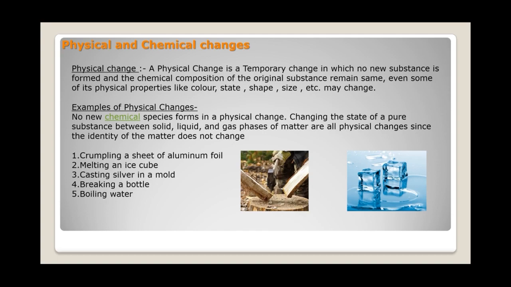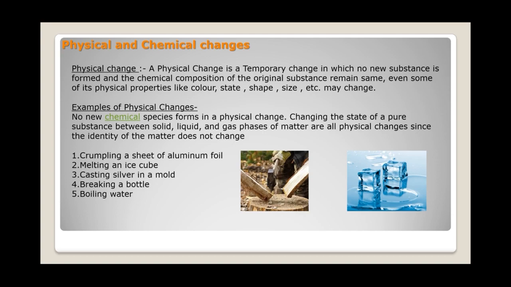So a physical change is a temporary change in which no new substance is formed and the chemical composition of the original substance remains the same. Even some of its physical properties like color, state, shape, size, etc. may change. That is called physical change. Okay, and in chemical change there are new substances formed with different physical and chemical properties.